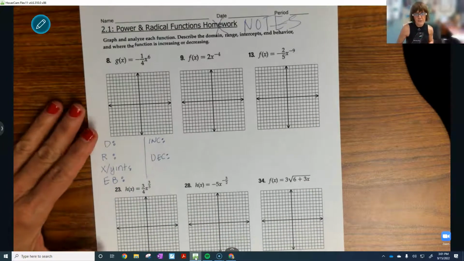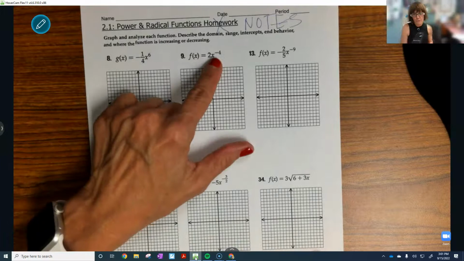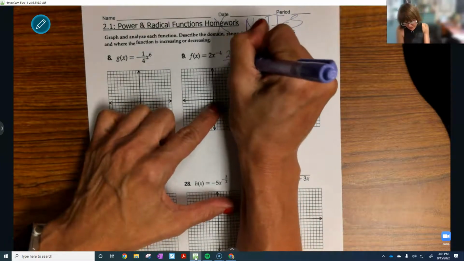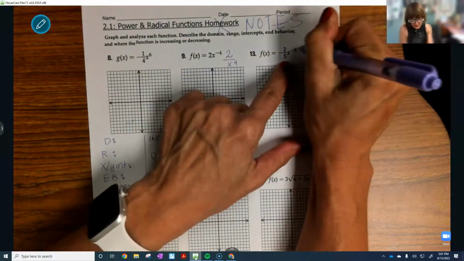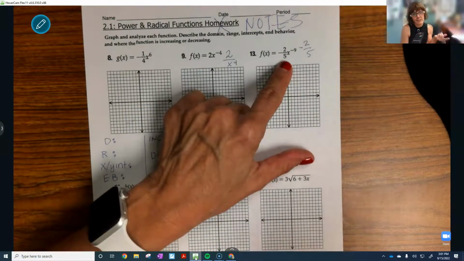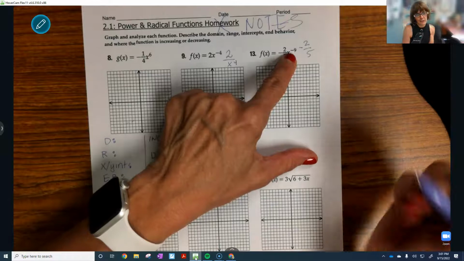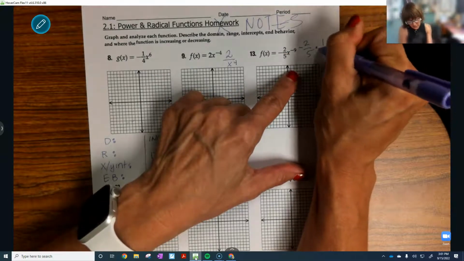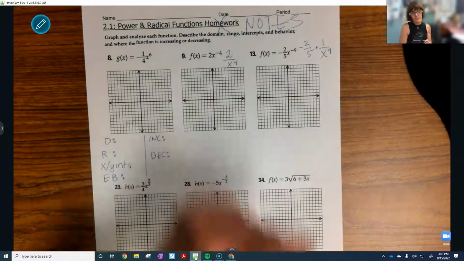Also, please remember this negative exponent, that's not happening. That's 2 over x to the 4th. This, the negative fraction's okay. It's just the exponent can't be negative. So this is 2/5, and then it's going to be times 1 over x to the 9th.